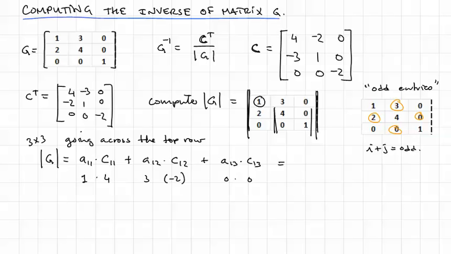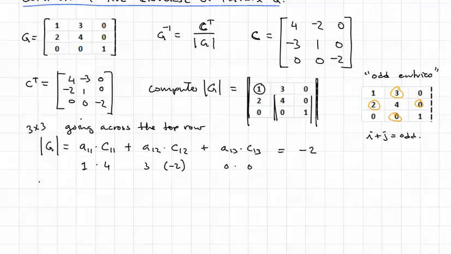So the determinant here turns out to be 4 minus 6, which is minus 2. Now, just for kicks, we can calculate this a different way. Let's go down the far right column, and this would be the easiest one.